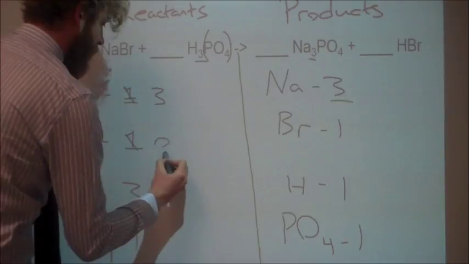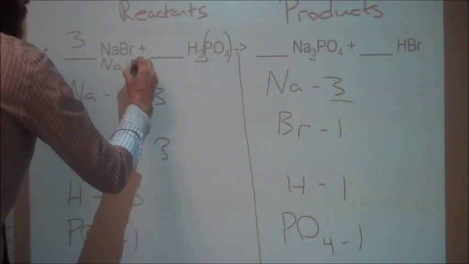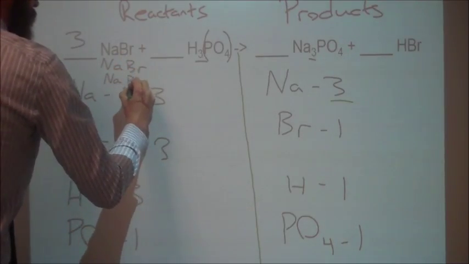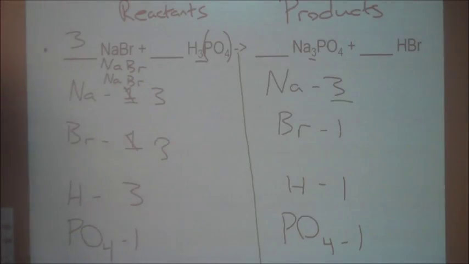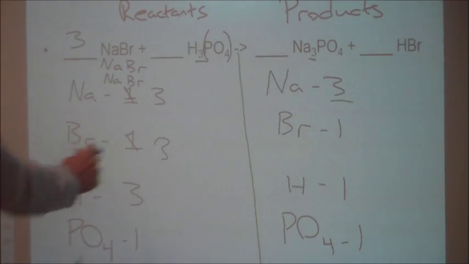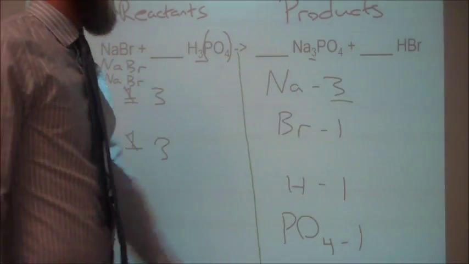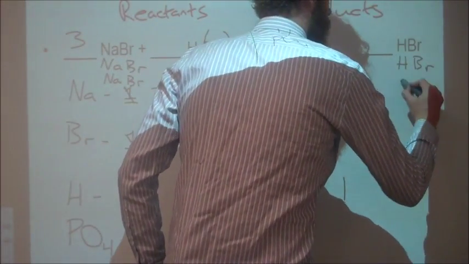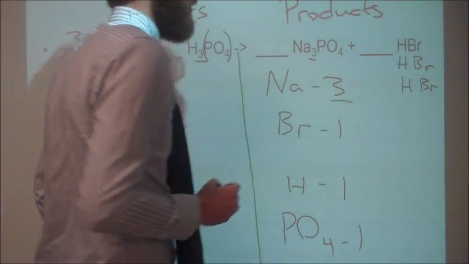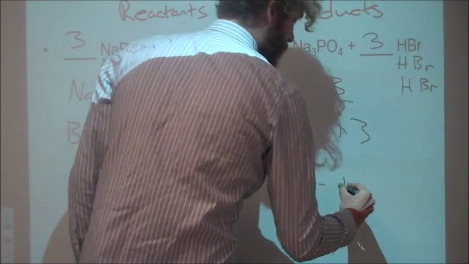Bromines, we now have 3. So what this is saying is that we have 3 NaBrs. So if you want, you can think of it like this. 1, 2, 3 sodiums, 1, 2, 3 bromines. Alright, are we balanced? No, we are not. Notice how bromine and hydrogen are still off. So let's fix the bromine first. So we're going to come over here, and we know that we need 3 and we only have 1. So we need 2 more hydrogen bromides. We're going to put 3 there. 3. Now we have 3 hydrogens.